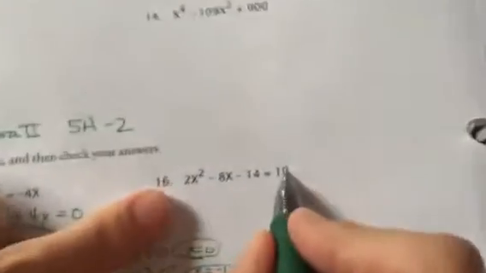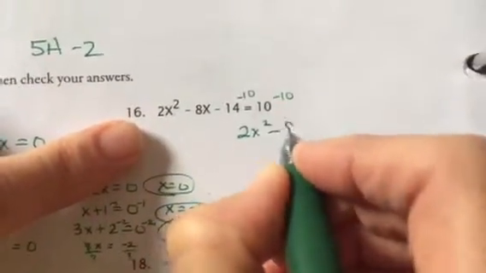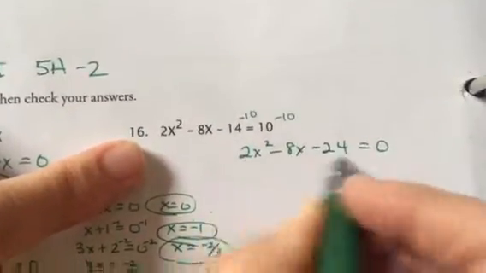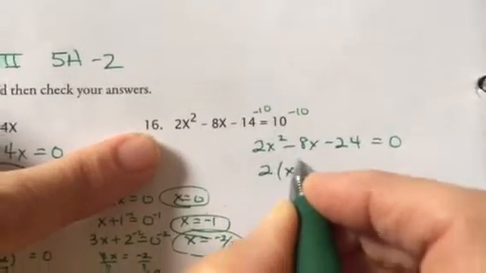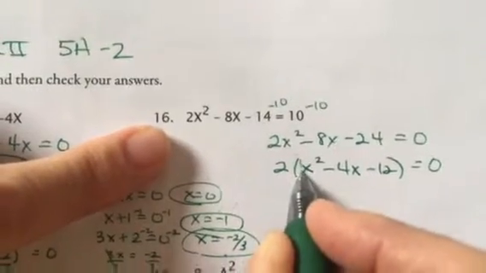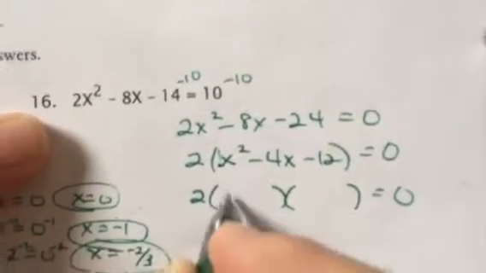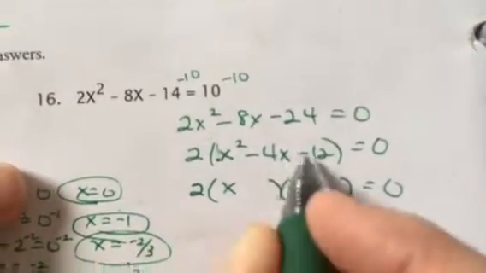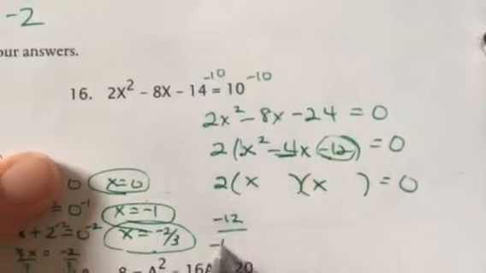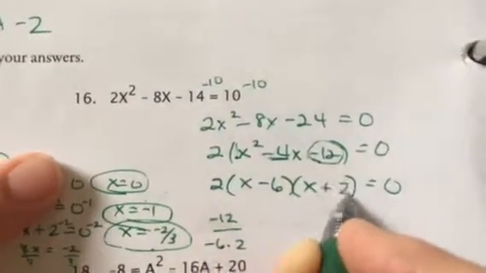Okay, remember you want to set this equal to 0. So I'm going to subtract 10 from both sides. -14 minus 10 is what? -24. I'm going to factor out if there's something common, and there is. I can pull out a 2. Okay, and then factor. This is a 1, so this is easier to factor. X times x is x squared. Are there factors of -12 that add up to -4? And I would say, yeah, -6 and 2. So in one I'll have a -6, and in the other one a +2.